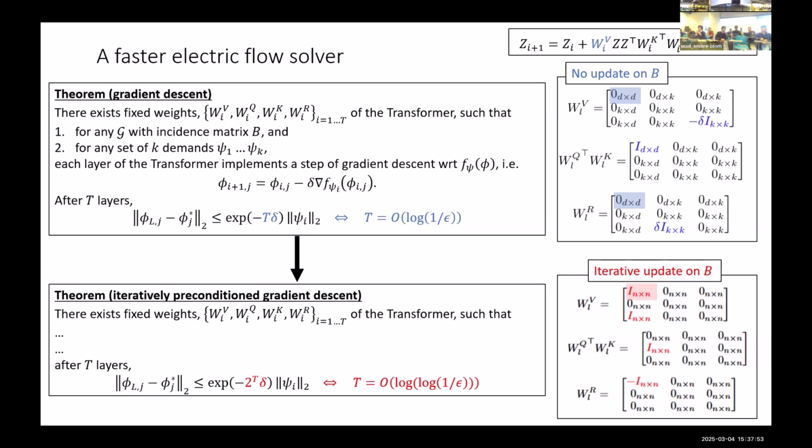The key difference between this fast electric flow solver versus the gradient descent based electric flow solver really is that we iteratively update the features themselves. So we are no longer just carrying the same feature vector from layer to layer.